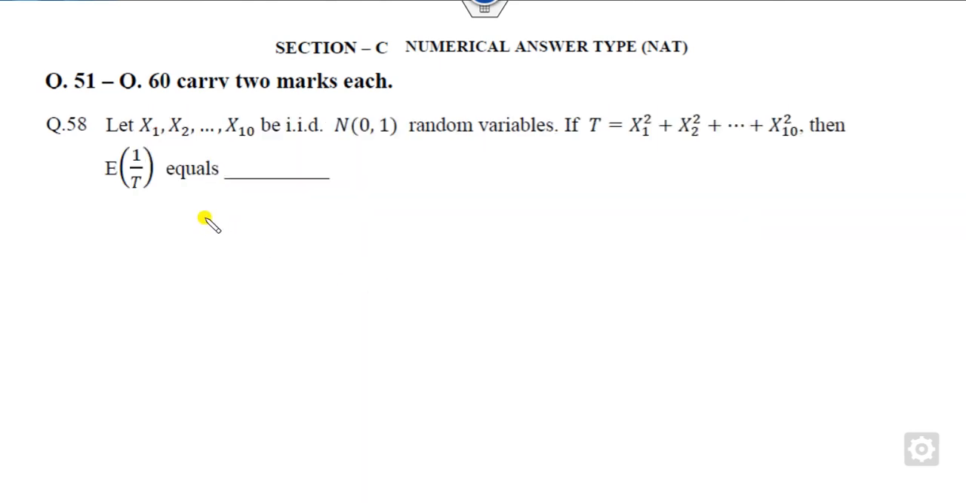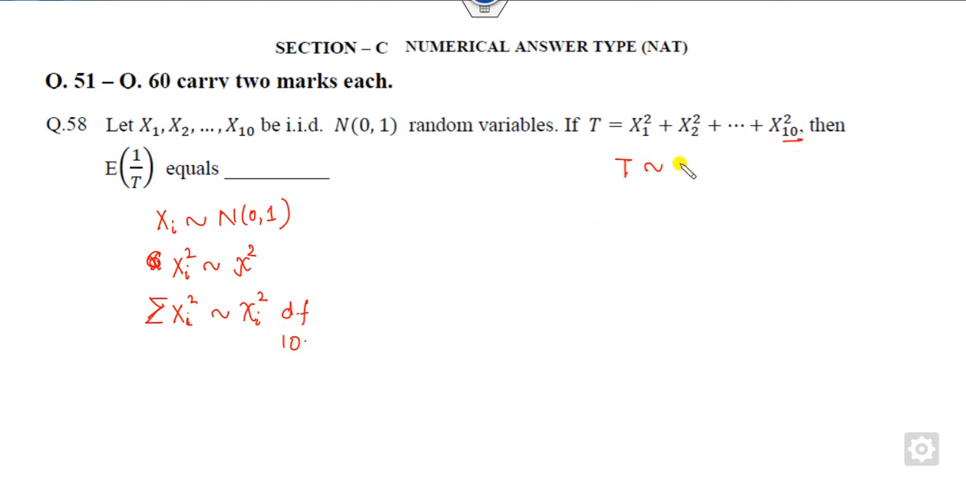Okay, next one is, what is that? Xi follows the normal distribution. That's fine. Then what is the meaning of that? If xi follows the standard normal variate, then xi square will follow the chi-square distribution, and the sum of chi-square variates is also a chi-square variate, and the degree of freedom is how many numbers are there? 10. So the degree of freedom is 10. Therefore, X follows the chi-square distribution with degree of freedom 10.